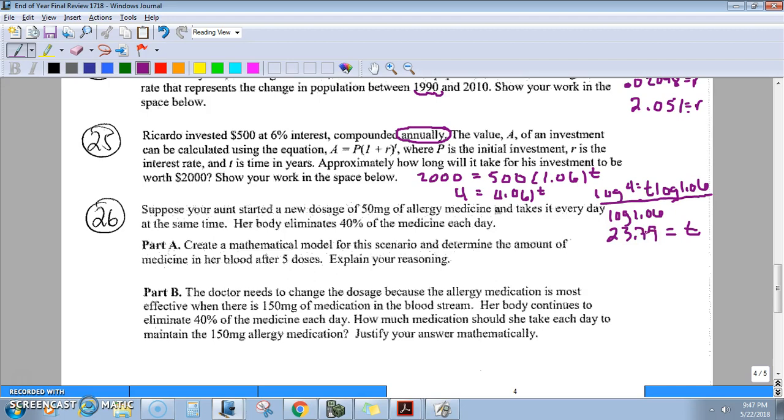Does that answer our question? What am I looking for? Approximately how long will it take? It would take approximately 24 years. That's a long time. So just having that same amount of money sitting in there, if you're not adding money each time, it's going to take a while. So add money to your accounts, guys.